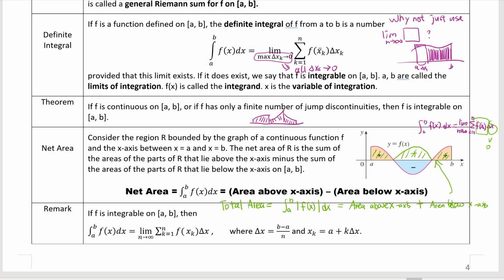So we remark that if f is integrable on the interval a to b, then our definite integral is equal to the limit of the right Riemann sum. Change of x is (b minus a) over n, and x sub k is a plus k times change of x. So this is how we calculate the definite integral using the definition of the Riemann sum.